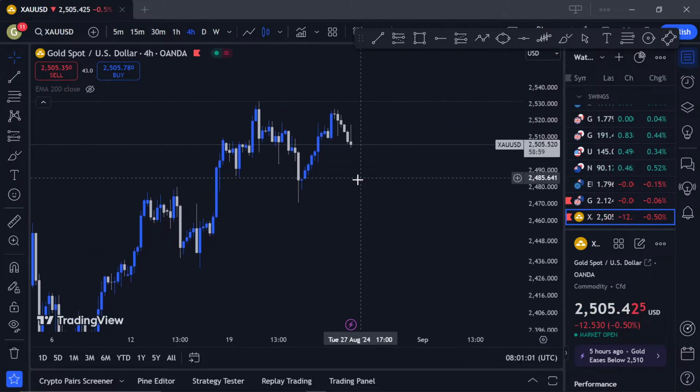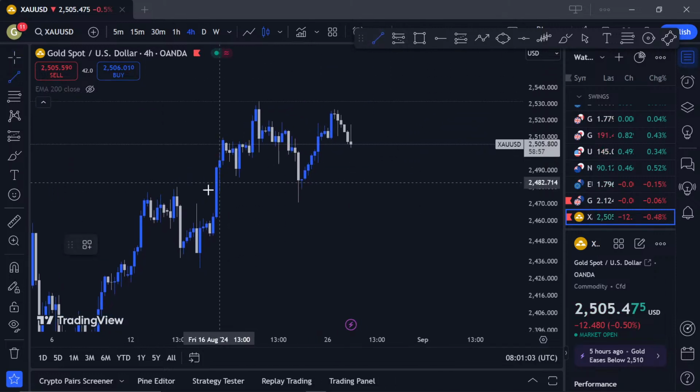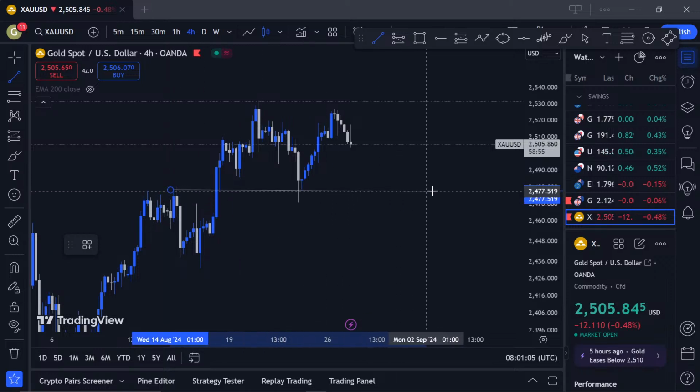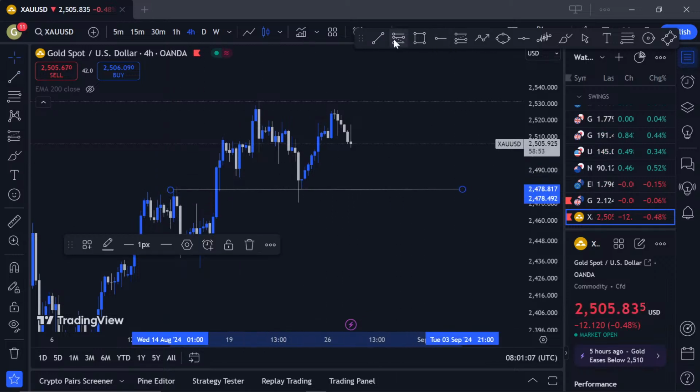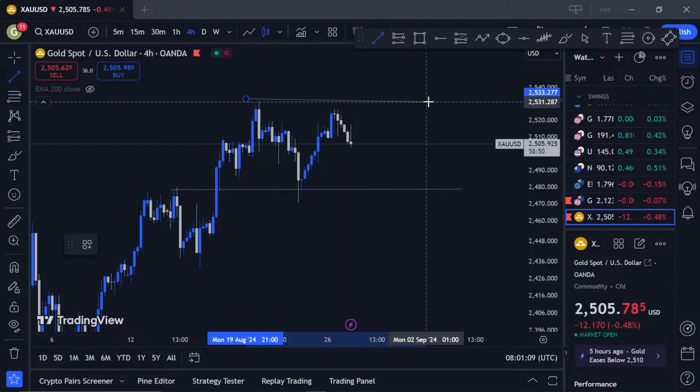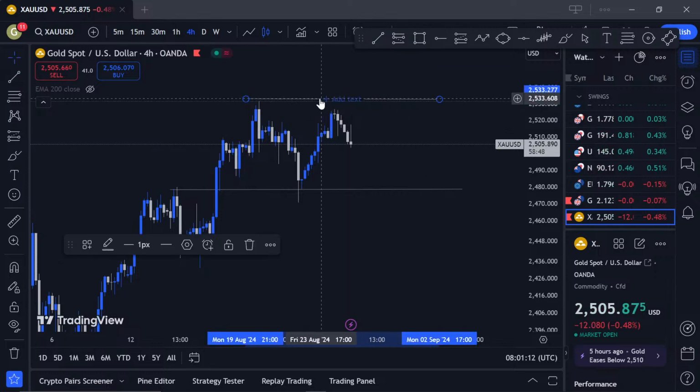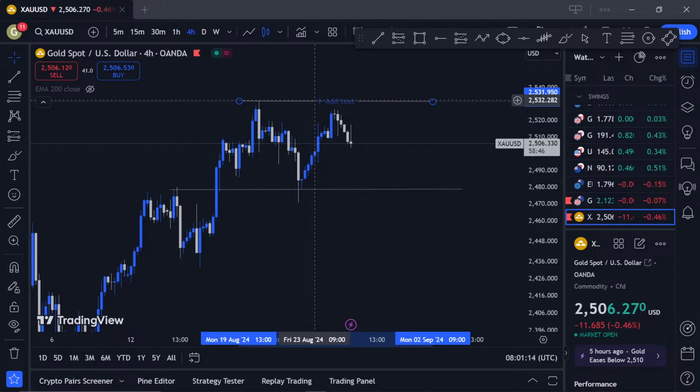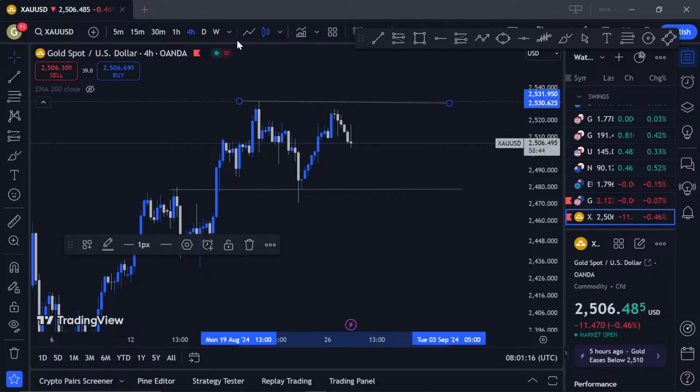Now on the 4-hour time frame, what I'm simply going to do is that I'll just mark out this area here, this previous swing high here, and then this all-time high as well. Now the reason I'm marking these places is that I make sure I don't trade into any of them when the market is too close to them.